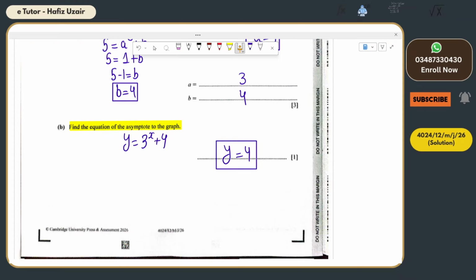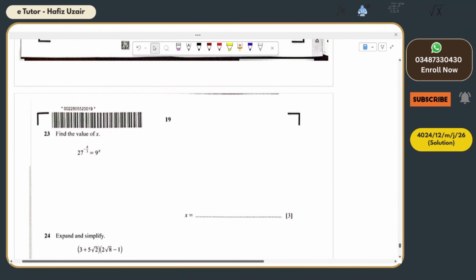All right, so anything that you have over here is the equation of asymptote. Make sure to mention y as well.